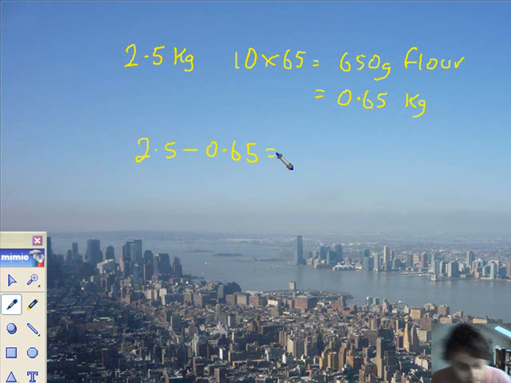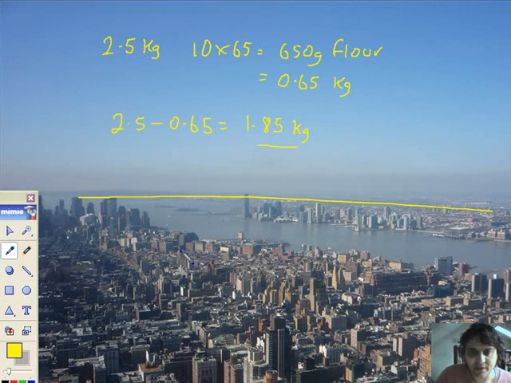I will use my machine because I'm allowed to do that. So 2.5 take away 0.65 leaves me with 1.85 kilograms still left in my bag. Alright, so that's that. That's question 9, this is question 10. So put a line there like that.